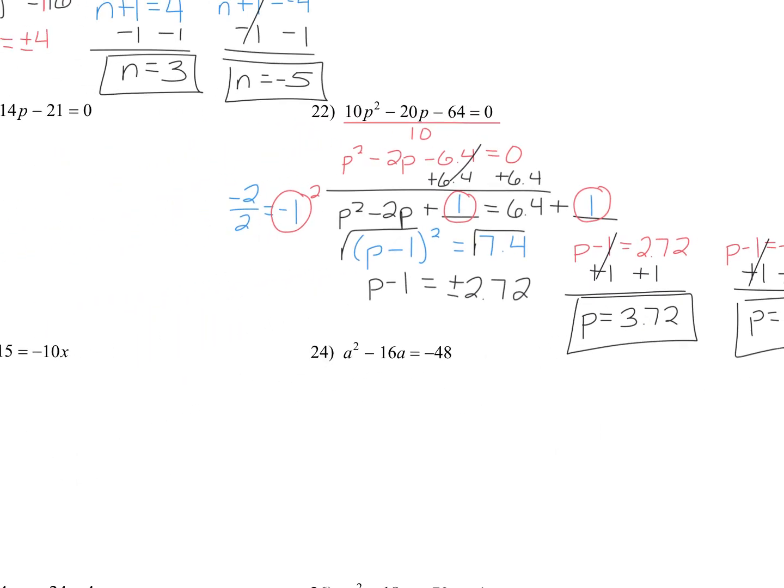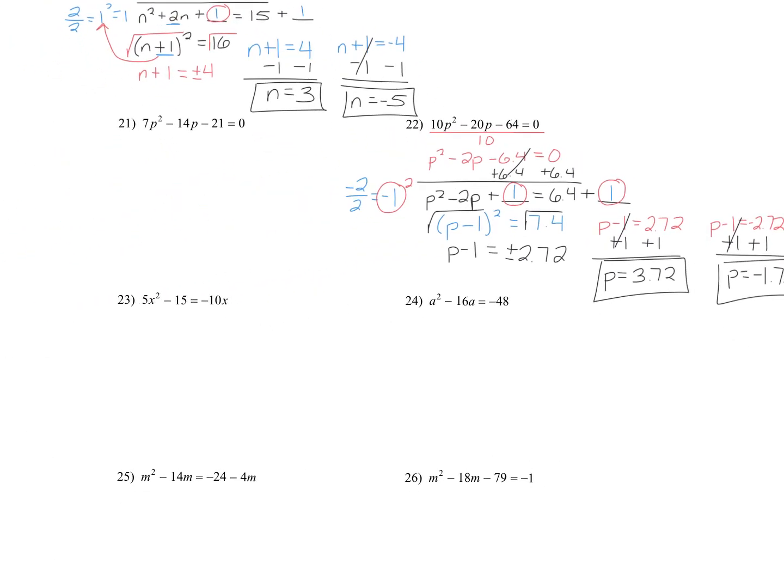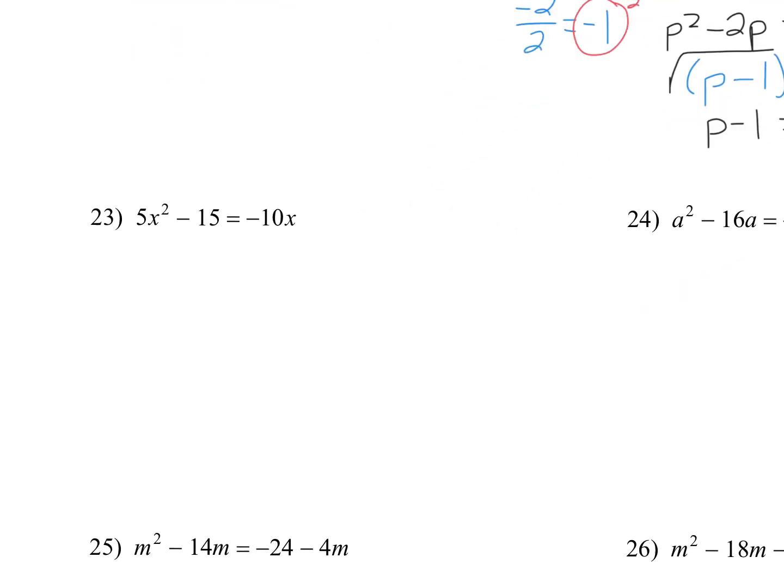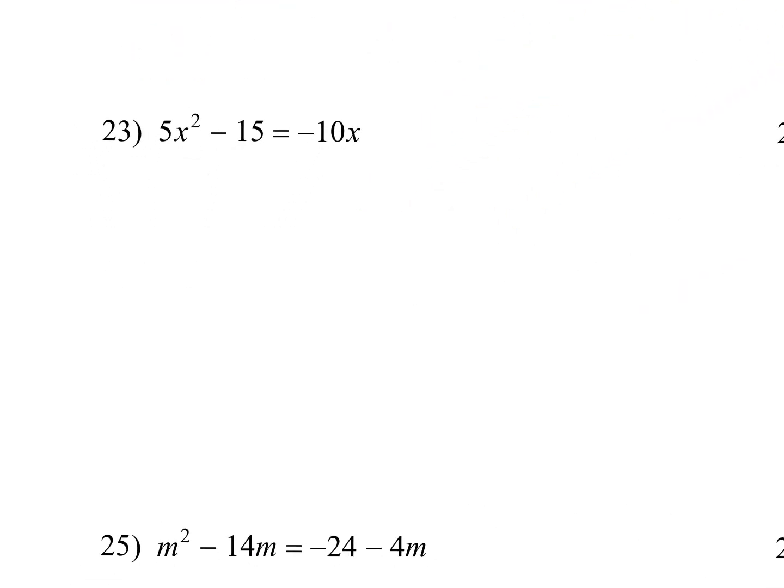When you have a leading coefficient, what do you have to do before you can start completing the square? Divide by that leading coefficient to everything. Okay? Let's look at, you guys pick one out of those bottom four. 23. Okay? Where do you start? You want to get rid of the leading coefficient first? Okay. Divide by 5. So we have x squared minus 3. Don't forget to divide by 5 on the other side also. So we have that negative 2x.